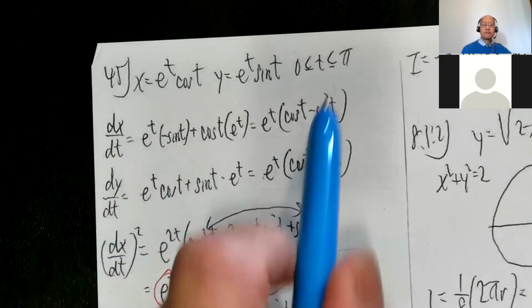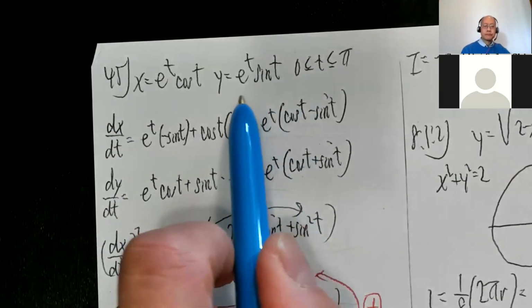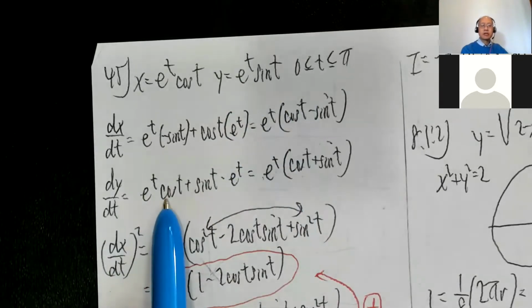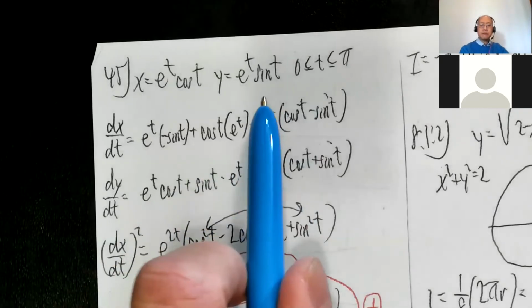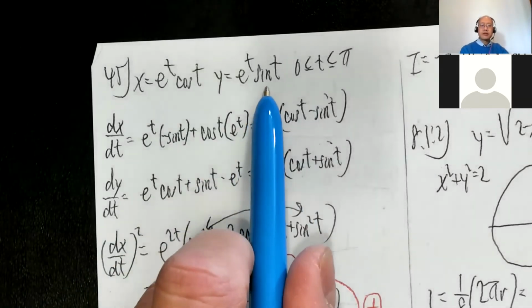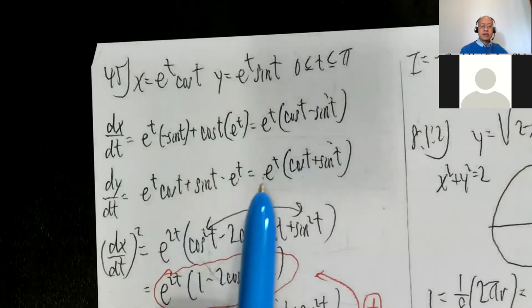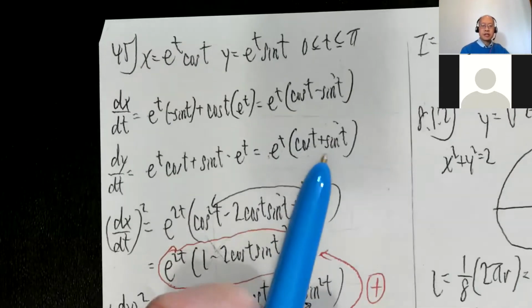dy dt, also a product rule. First times derivative of the second, e to the t cosine t, plus second function, sine of t, times derivative of the first, which is still e to the t. Factor out e to the t, cosine t plus sine t.